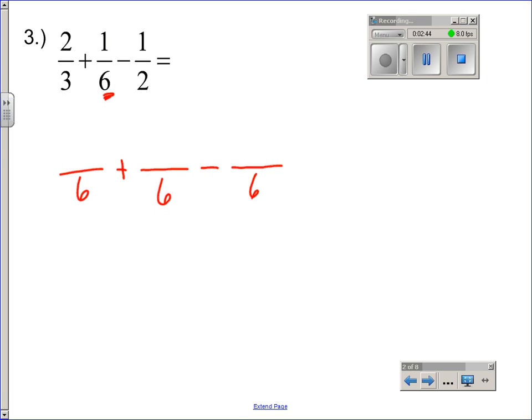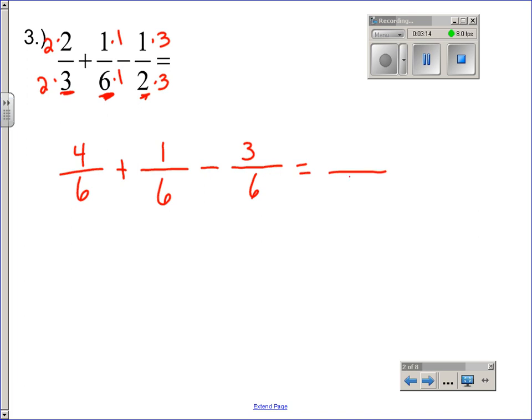So now we're going to look. To get the 3 to a 6, what did we multiply by? 2. So what you do to the bottom, you have to do to the top. So 2 times 2 is 4. Now looking at this 6. 6 times what gives me 6? 1. So multiply the top by 1. 2 times what gives me 6? 3. So what you do to the bottom, you have to do to the top.